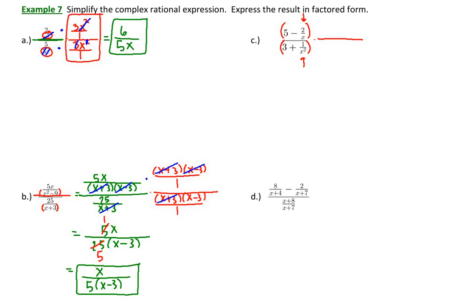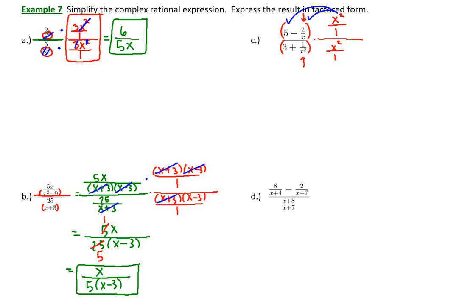But I have to multiply the entire numerator by x squared. I'm going to write it x squared over 1, and the denominator also by x squared over 1. What makes this problem different is that we've got 2 terms in our original numerator times our LCD. So that means we're going to have to distribute like so.